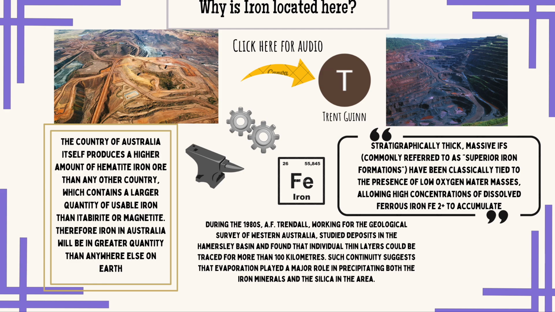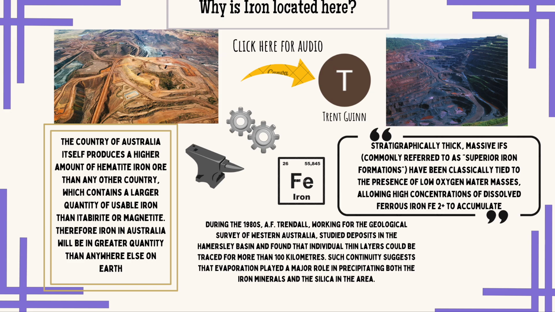Why is iron located here? The country of Australia itself produces a higher amount of hematite iron ore than any other country, which contains a larger quantity of usable iron than itabarite or magnetite. Therefore, iron in Australia will be in greater quantity than anywhere else on Earth.